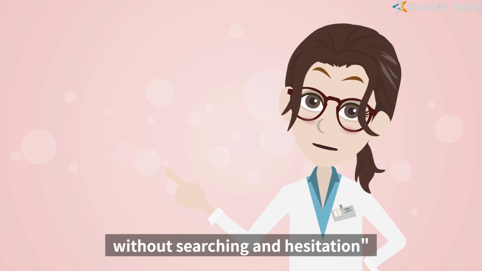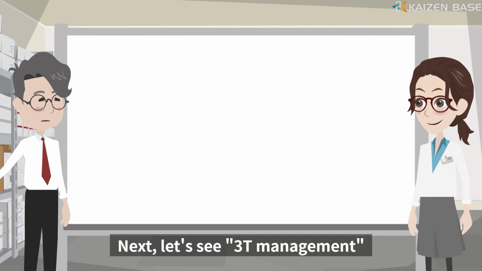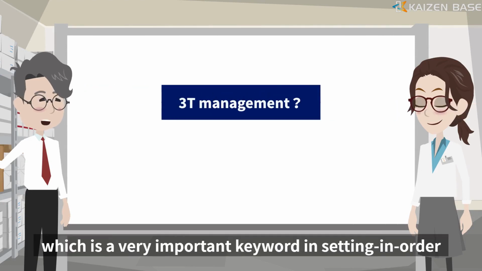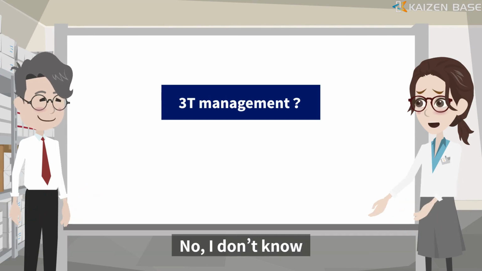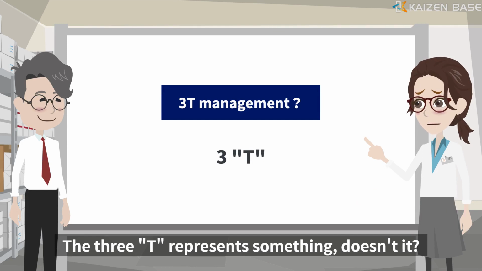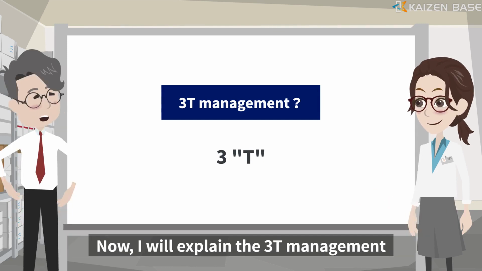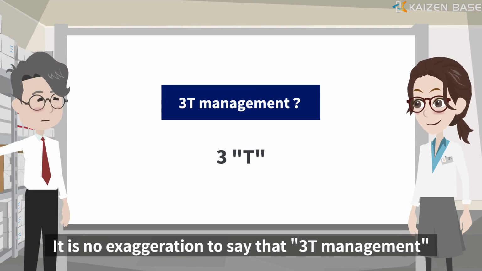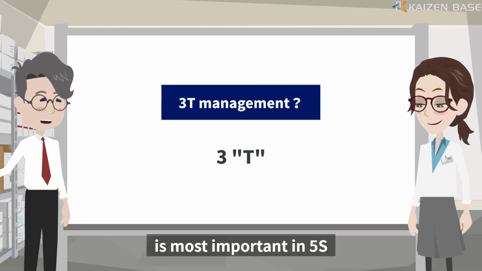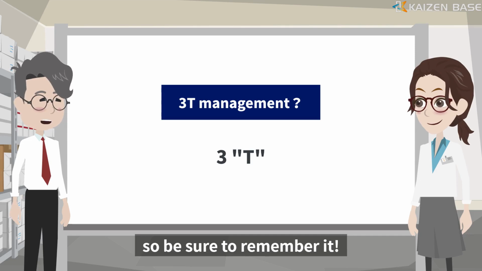That's right. Next, let's see 3T management, which is a very important keyword in setting in order. Do you know what concept it is? No, I don't know. The 3T represents something, doesn't it? Now, I will explain the 3T management. It is no exaggeration to say that 3T management is most important in 5S, so be sure to remember it.